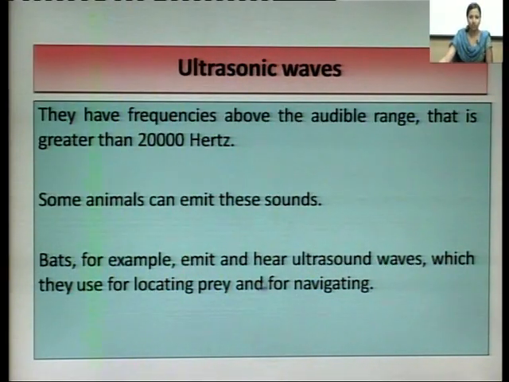Here I have written an example. Bats, for example, emit and hear ultrasonic waves which they use for locating prey and for navigating. So ultrasonic waves have frequency greater than 20,000 hertz, and some animals like bats emit these types of waves.